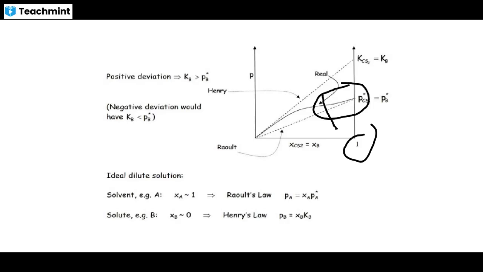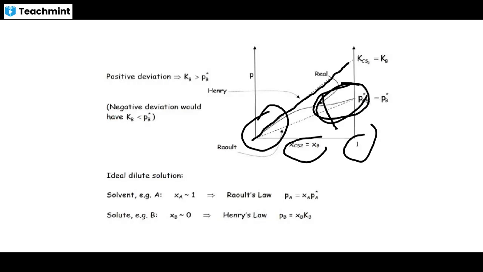Henry's law applies at xB near 0, where xA is equal to 1. Here the dotted line and the real curve are approximately the same in this region. So you can only determine this approximately, and only in the extreme ends, xB equal to 1 or xB equal to 0, can you determine these variables.